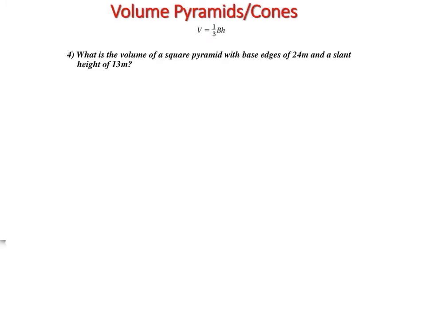Okay, so in this problem, what's the volume of a square pyramid with base edges of 24 meters and a slant height of 13 meters? So if we draw this, I'm going to draw this square pyramid. I'm going to put a point out here and connect it to all the vertices.